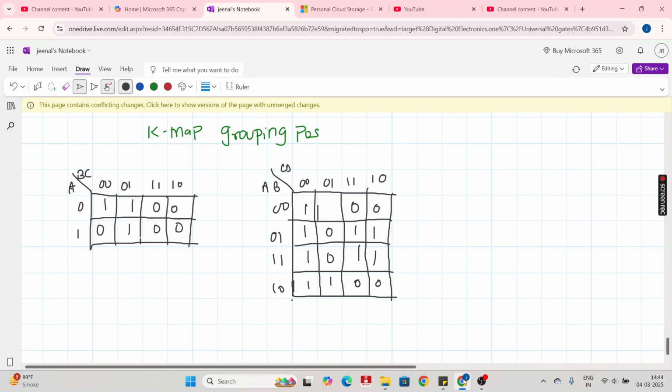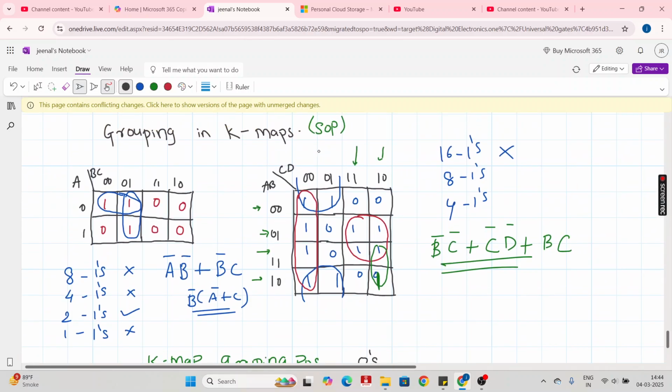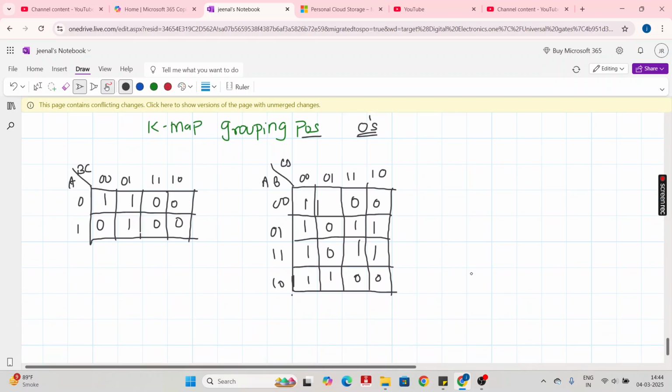In this video, we'll be studying how to do a K-map grouping for a POS equation. If you have a POS equation, then you should always look for the number of zeros and start grouping zeros. Like in the last lecture, we did grouping in K-maps for the SOP equation, where we grouped ones and did not bother about zeros. But here for POS, we'll be grouping our zeros.